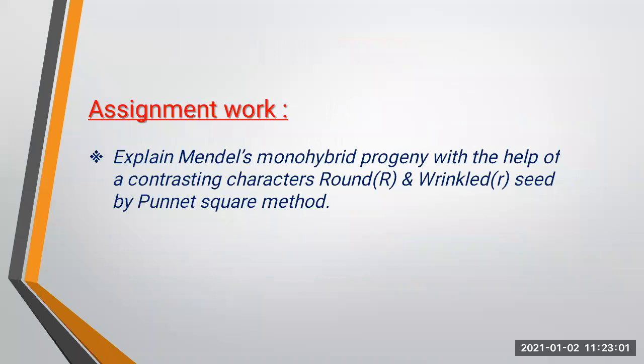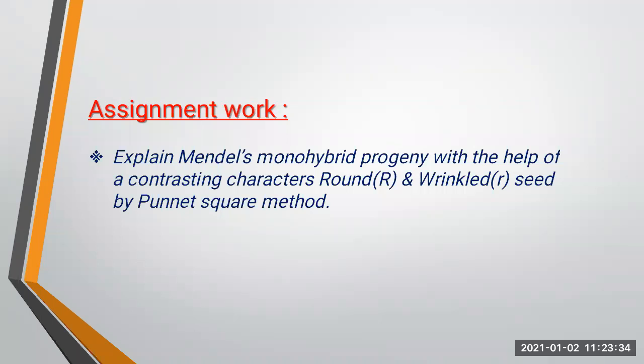Okay, so I'll give you one homework. You can take a screenshot of this. What you have to do is explain Mendel's monohybrid progeny with the help of the contrasting characters round, that is capital R, and wrinkled, that is small r, seed by the Punnett square method. In the same way as I've taught you right now, you have to write Mendel's monohybrid cross using the dominant character round seed and the recessive character wrinkle seed, right?